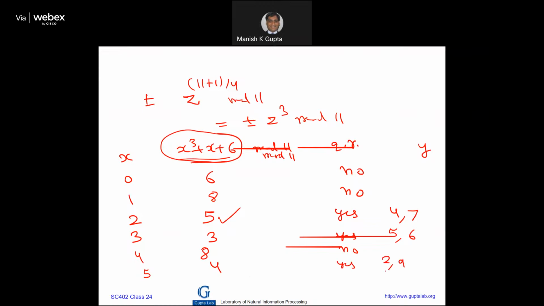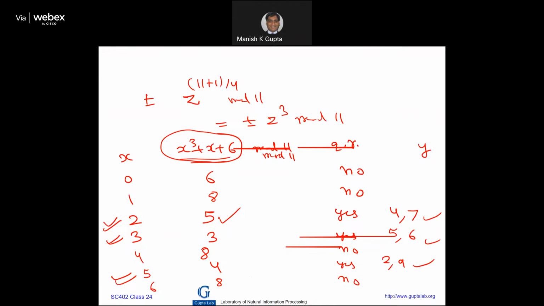2 and 9. 6, 8. Quadratic residue? No. So I am getting this 2, this 3, this 5, right? Then we can keep on doing. These are the values which we are getting. So we go a bit further.